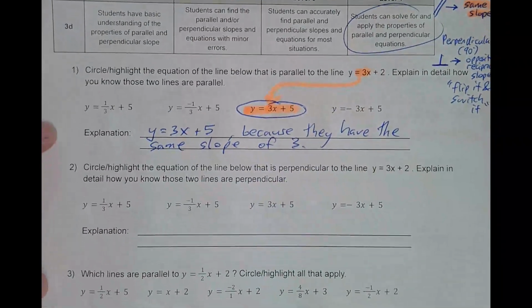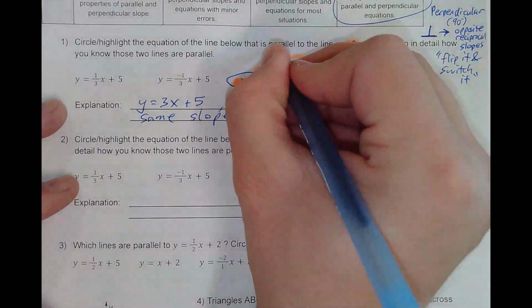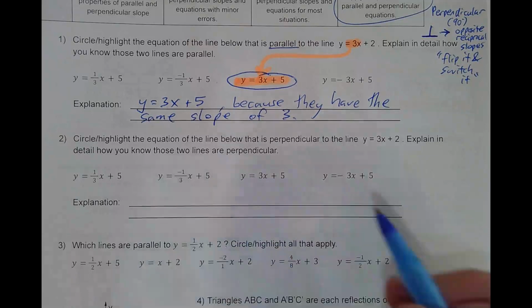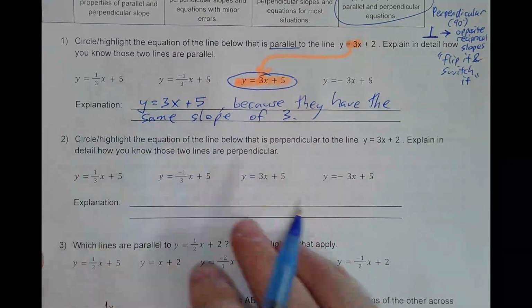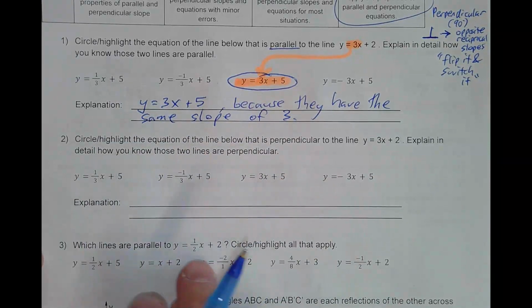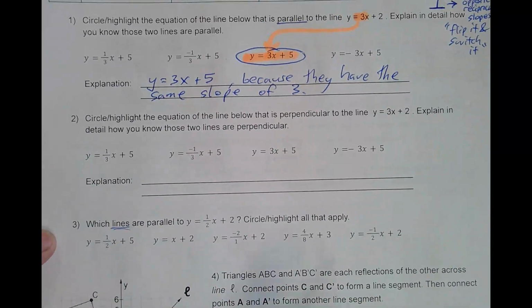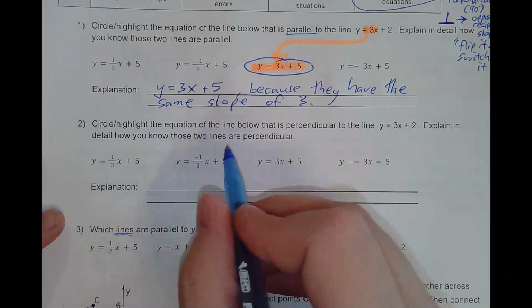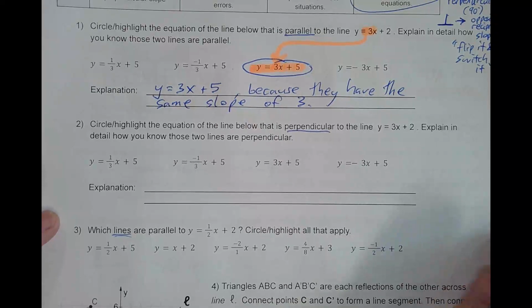All right, number 2. So that last one was parallel. The next one is perpendicular. So number 2, circle or highlight the equation. For these ones there should only be one answer, I assume. But for number 3, there might be 2 answers. So for number 2, circle or highlight the equation of the line below that is perpendicular to the line y equals 3x plus 2.